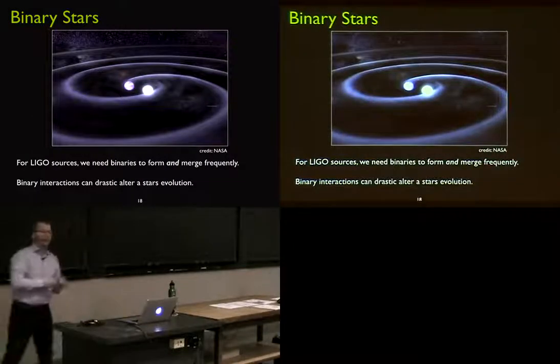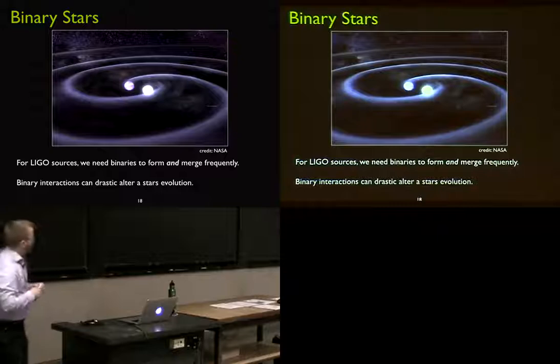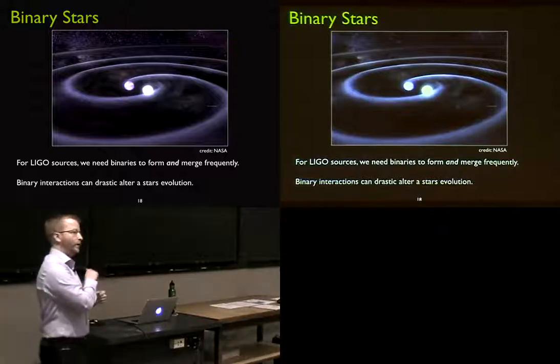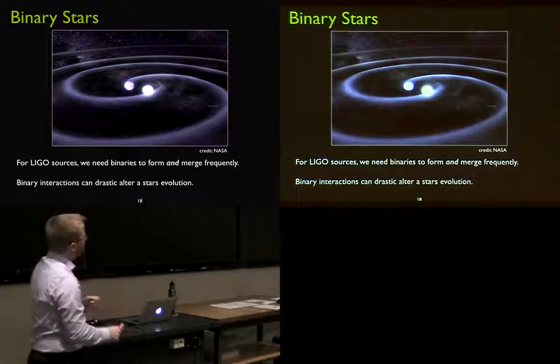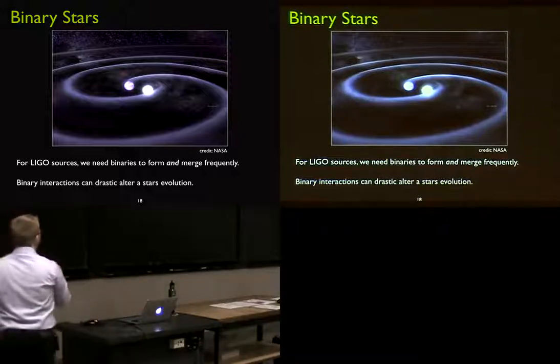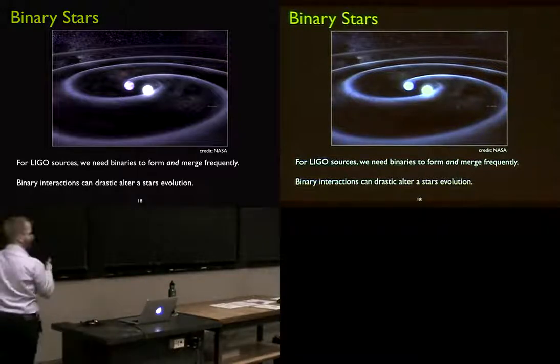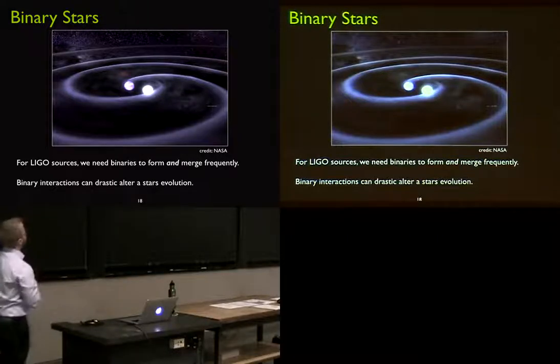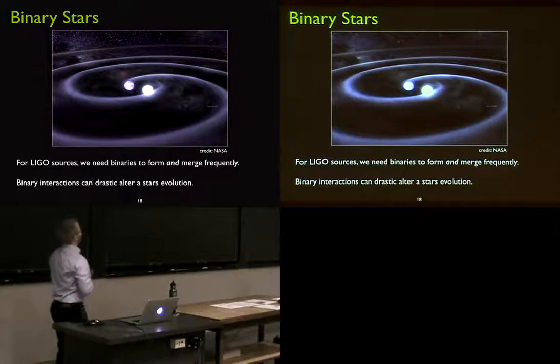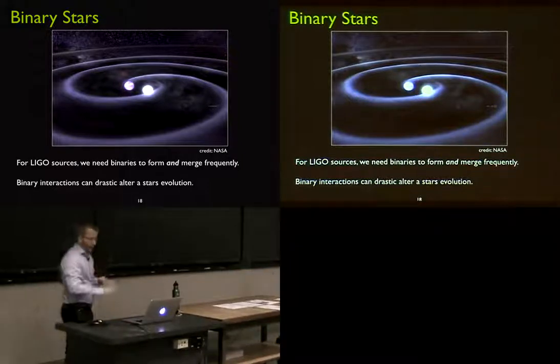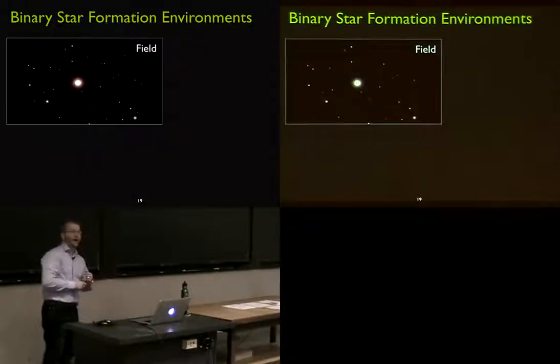Okay, so binary stars, that's what we're here for. This whole evolutionary track was all true just when the stars are on their own. When you have binaries, which is what we're looking for with LIGO, we need two dense objects orbiting around one another to create gravitational waves, the ones that are easy to detect that we've had detected so far. And binary interaction can drastically change what happens.